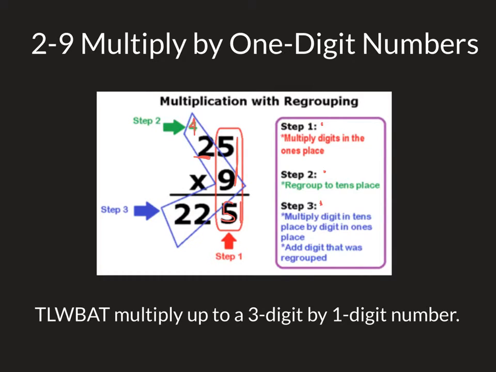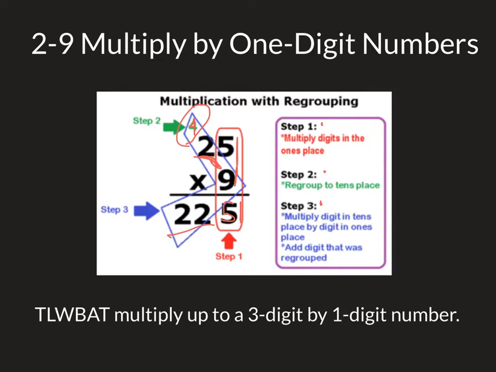And then the last step is we're going to multiply the digit in the tens place by the digit in the ones place. Add the digit that was regrouped. So 2 times 9 is 18 plus 4 is 22. So then that goes there. So our answer of this would be 225.